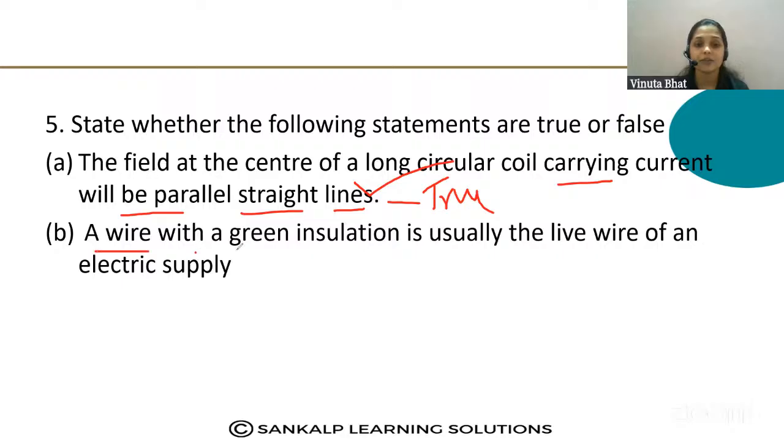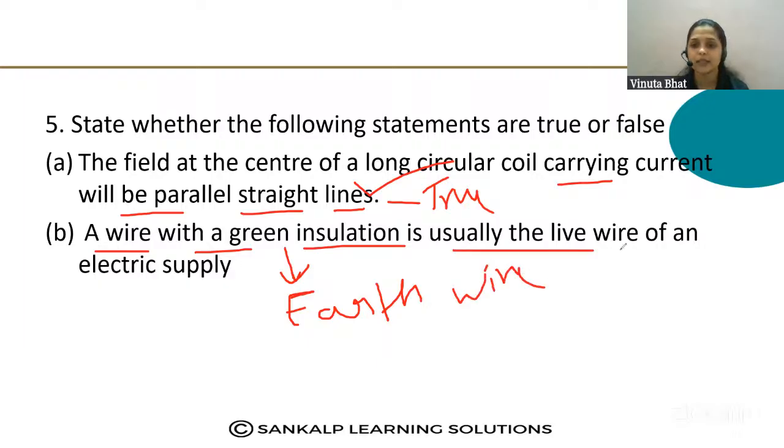Here, a wire with green insulation, green insulation represents the earth wire, right? That is not a live wire. That represents the earth wire. The statement says it is usually the live wire of electric supply. This is false.